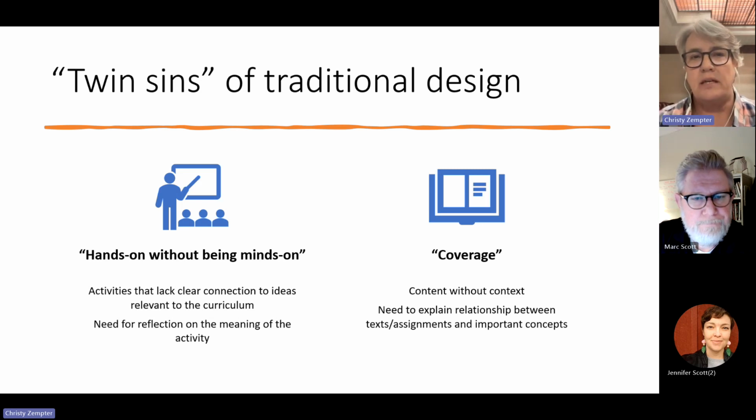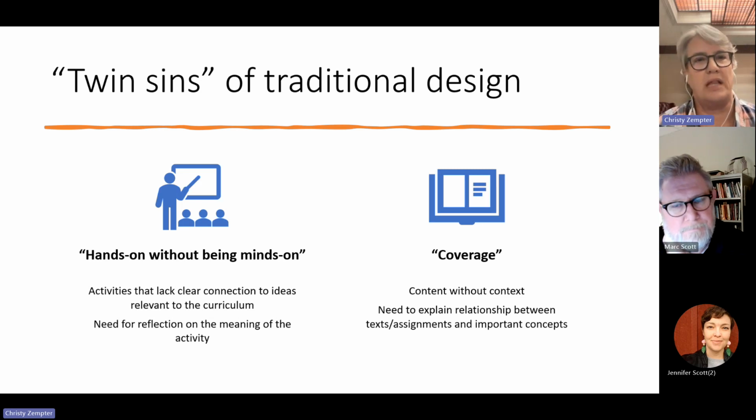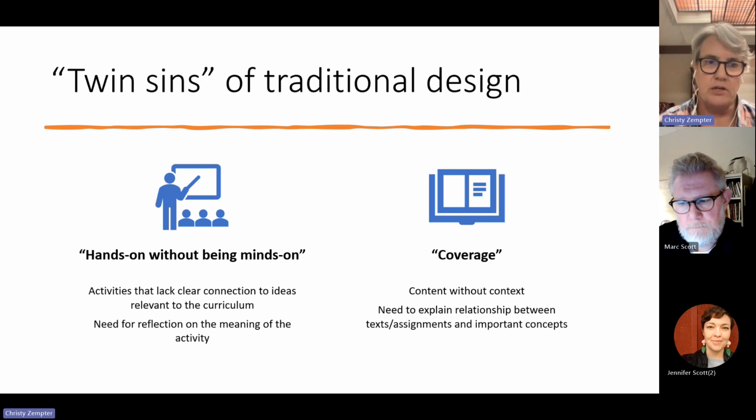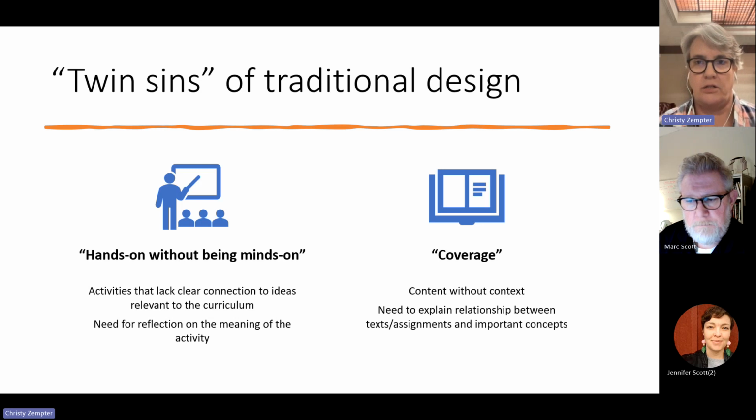The other of the twin sins that McTeague and Wiggins mentioned is coverage-based curriculum. So really focusing on the content, the text that you want to use without really thinking necessarily how closely related that content might be to the learning outcomes that you're trying to achieve. And again, not communicating that connection to your students.